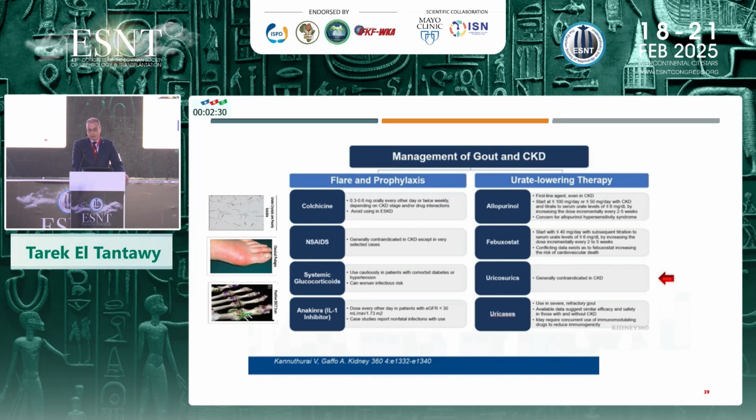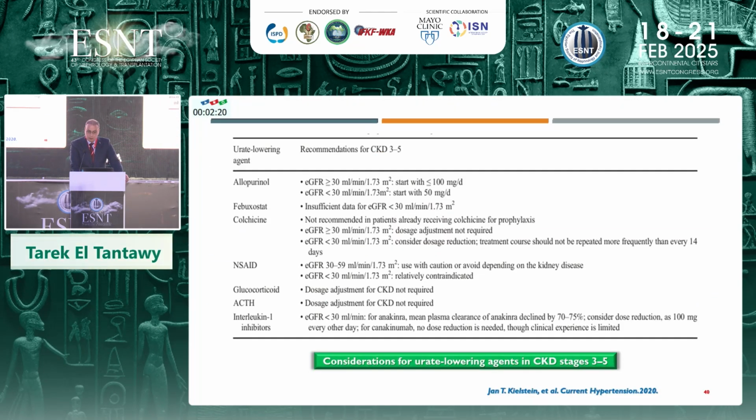Also, urate lowering therapy: you have allopurinol, febuxostat, xanthine oxidase inhibitors, and uricase. Also, uricosuric drugs, but we have to avoid them in CKD patients. There is special concern about using these drugs in CKD stages 3 to 5.